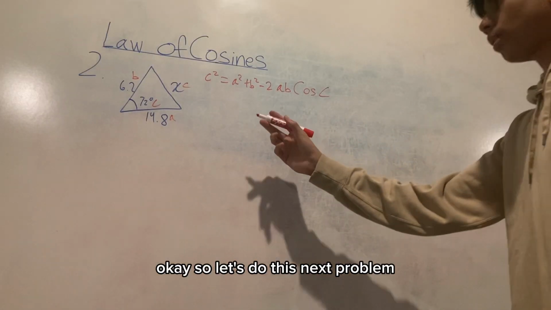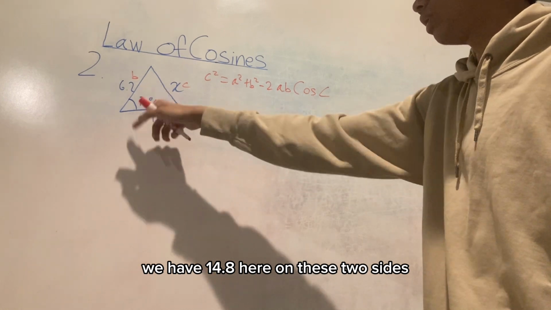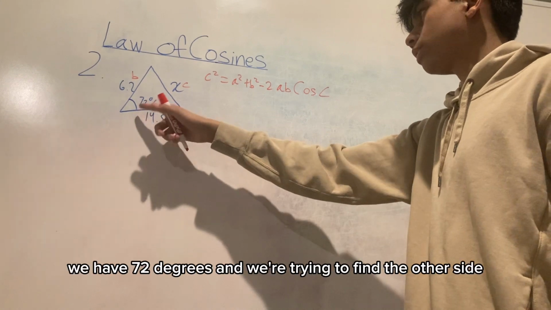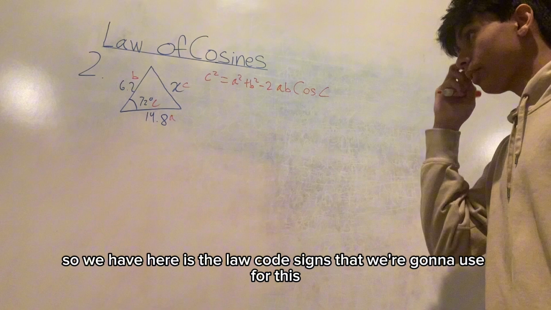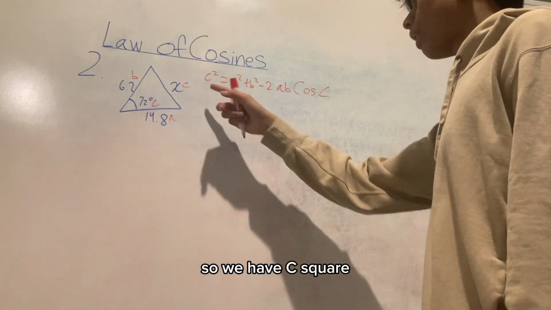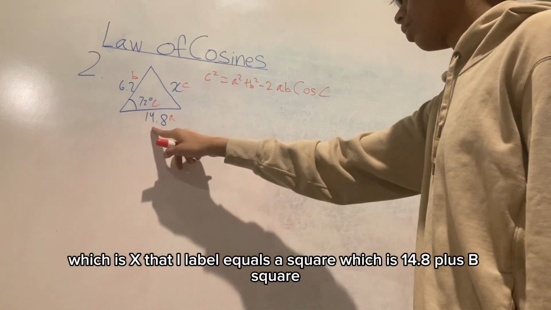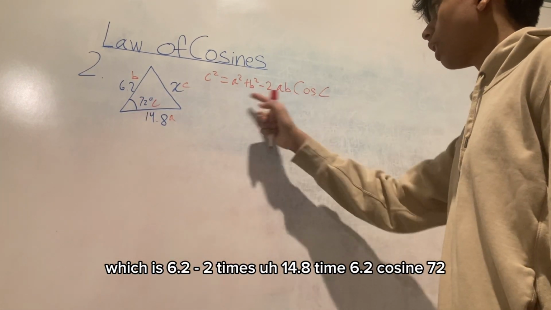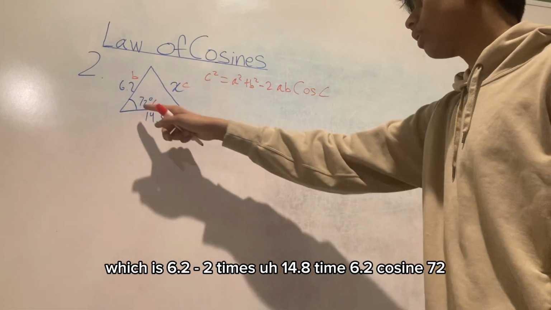Okay, so let's do this next problem. We have 14.8 here on these two sides, and we have x here, and we have the degree 72. We have 72 degrees, and we're trying to find the other side. So here is the law of cosines that we're going to use for this. We have c squared, which is x that I labeled, equals a squared, which is 14.8, plus b squared, which is 6.2, minus 2 times 14.8 times 6.2 cosine 72.